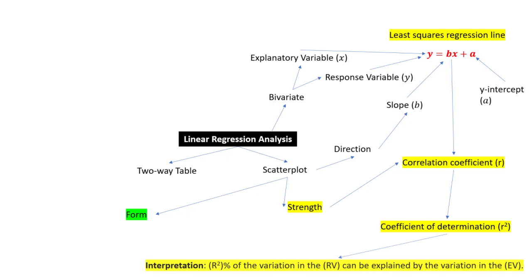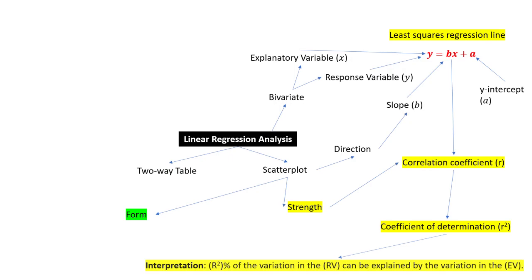So down here we have the R² as a percentage of the variation in the RV can be explained by the variation in the EV. In layman's terms, the percentage change in Y can be explained by the change in X. So this is really the aim of linear regression analysis: to determine how these two variables are related, and what strength is that relationship?